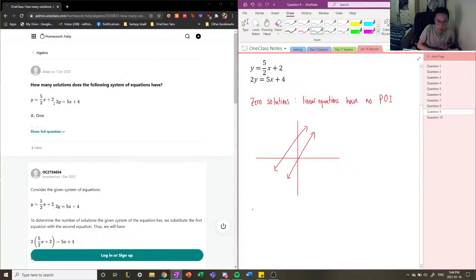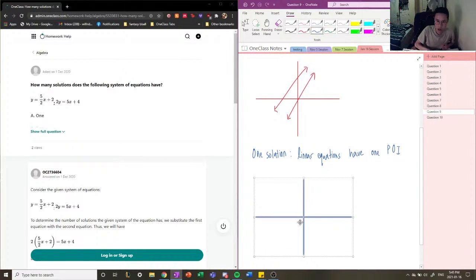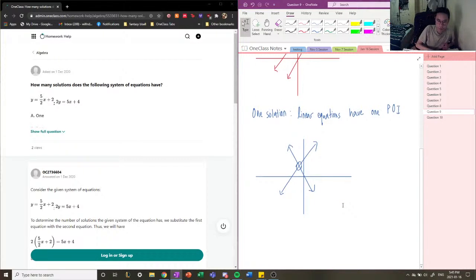If there's one solution, that means the linear equations have one point of intersection. If I were to graph it out, that means they're not parallel to each other, they don't have the same slope, so they look something like this. It could be positive and negative slope, or positive and positive, it doesn't really matter, but there's one point of intersection here.